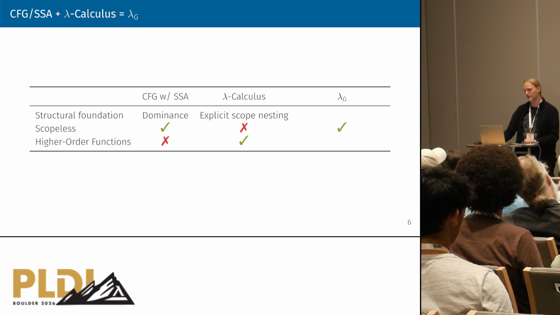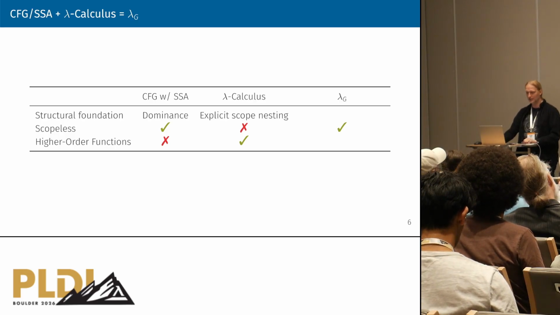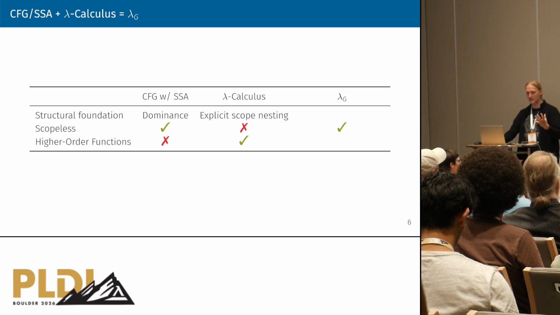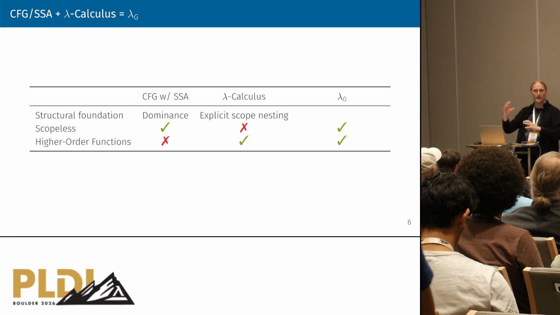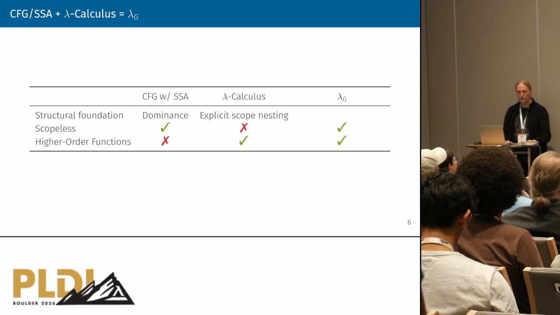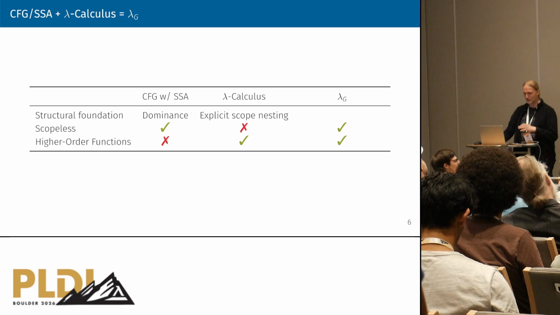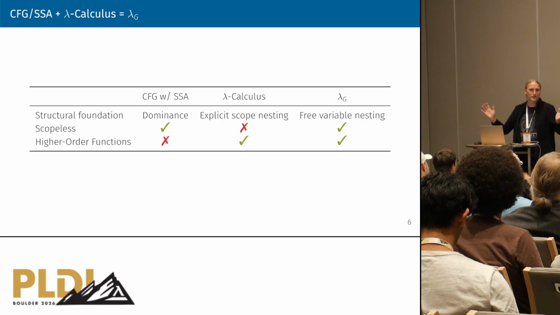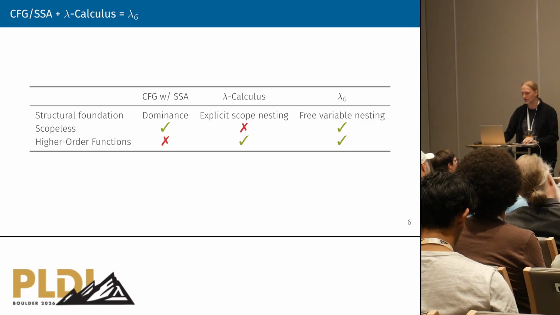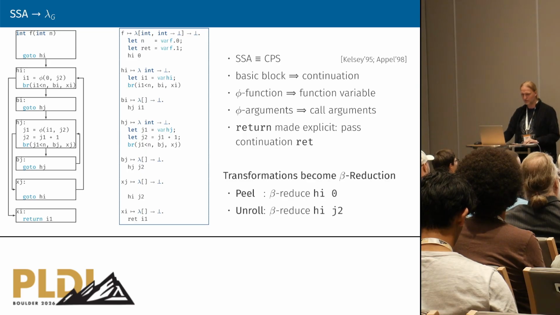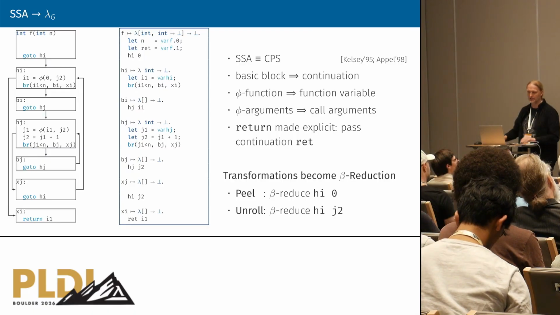introduce this lambda graph or lambda G, which is a lambda calculus, so it supports higher order functions, but it's also scopeless, so all those functions are floating around just like basic blocks in a control flow graph. Now the question is, what kind of structural foundation do we use? Dominance is out of the window since we want to support higher order functions. What we use instead is what we are calling free variable nesting. I will explain that later. But first, let's have a look at how we can actually represent an SSA form program in lambda G.